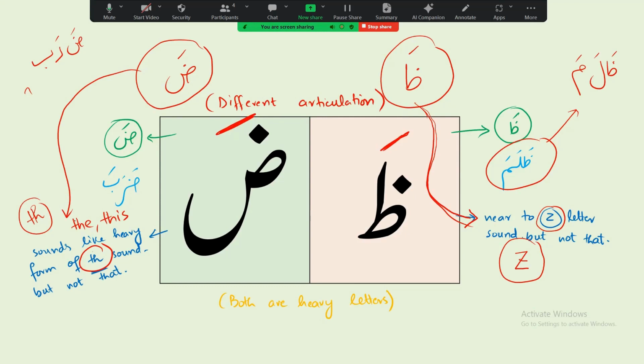So I am mentioning these points so that you get clear with regards to the difference in the sound of these two alphabets. One is a bit more clear to the Z sound, but the second one is a bit more near to the TH sound of English.